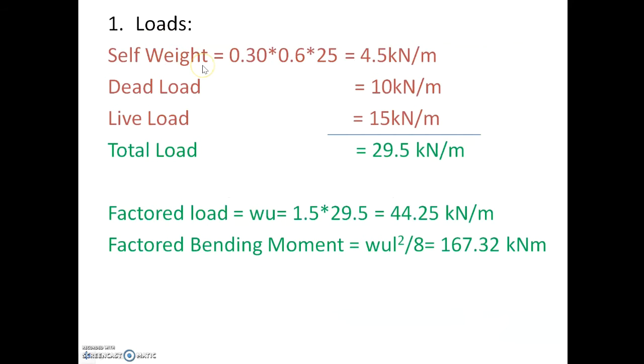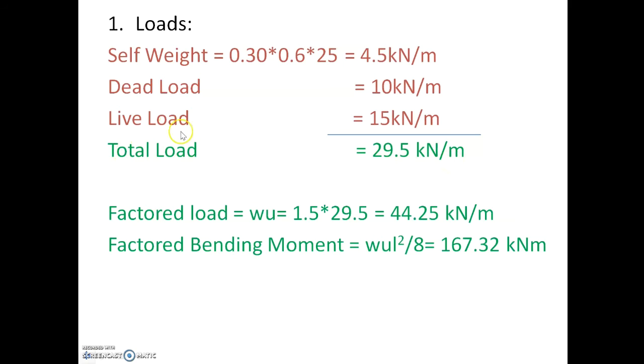Loads. First of all, we have to find out the self weight of the beam, that is equal to width of the beam into depth of the beam, that is total depth of the beam into unit weight of concrete, that is equal to 4.5 kN per meter. In this case the self weight of the beam is exclusive, so we have to add the self weight of the beam, and dead load is equal to 10 kN per meter, live load is 15 kN per meter. So sum of these three is equal to total load, that is 29.5 kN per meter.